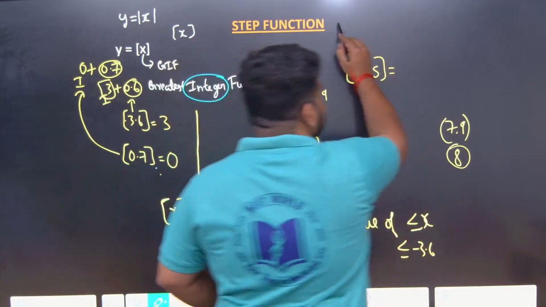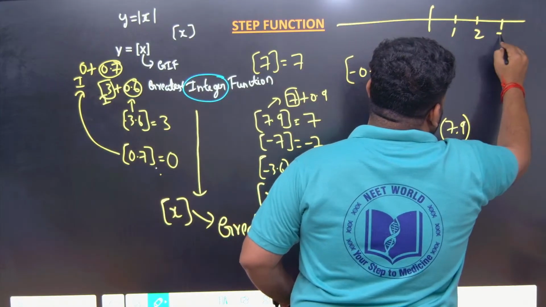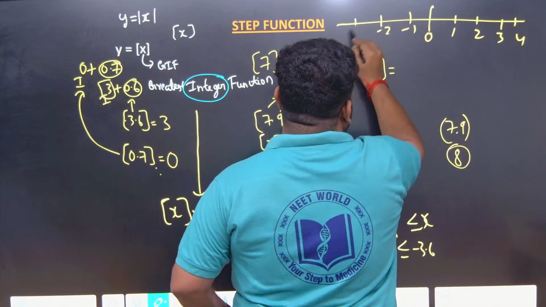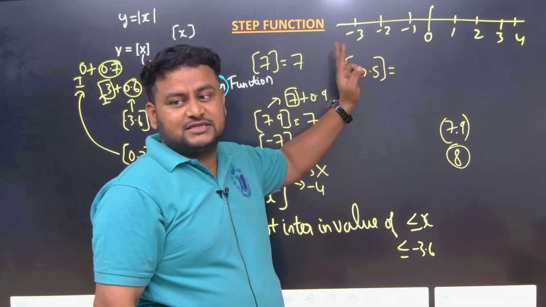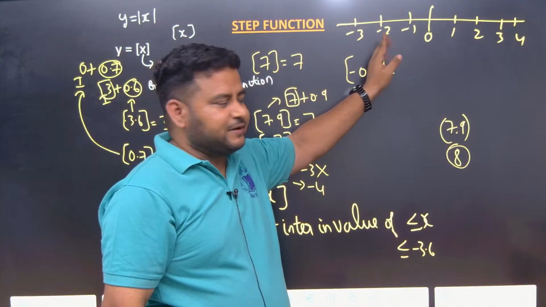See, we take a number line here. These are positive values 1, 2, 3, 4. Here this is 0, this is minus 1, minus 2, minus 3. Here which is less? Minus 3 is less. Minus 3 is not greater. Minus 2 is greater than that. Minus 1 is much greater, because here we have negative values.